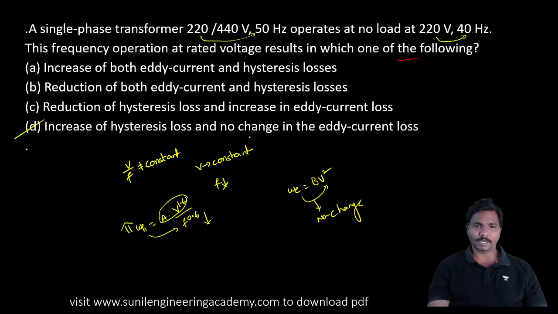I have given this table in the previous session: if V by F is constant, what are the hysteresis and eddy current losses, and if V by F is not constant, what are the hysteresis and eddy current losses. So please try to watch that one, then you will get this very easily.